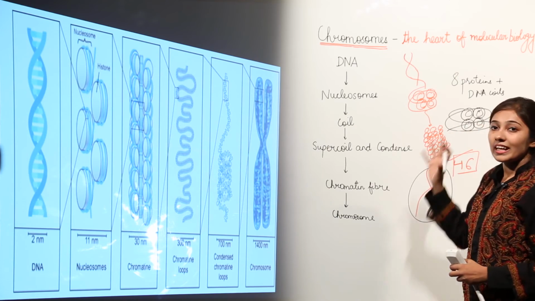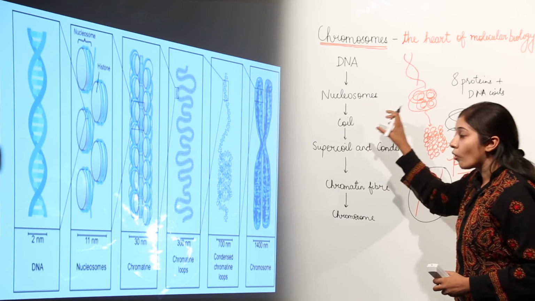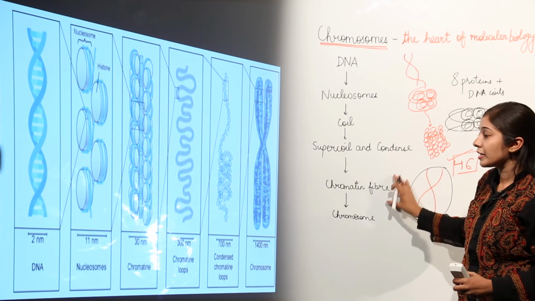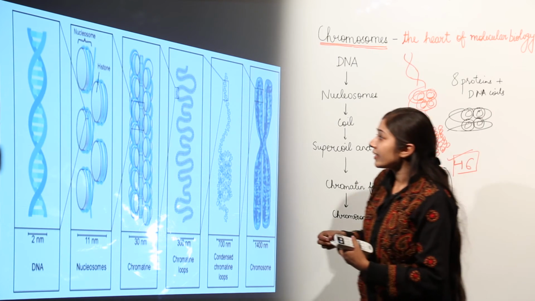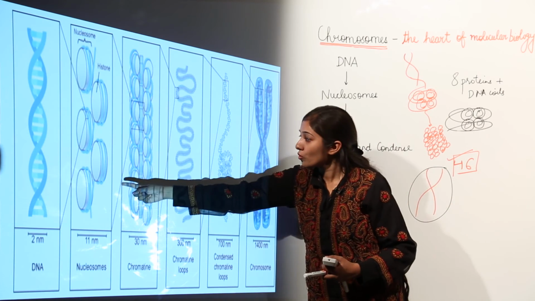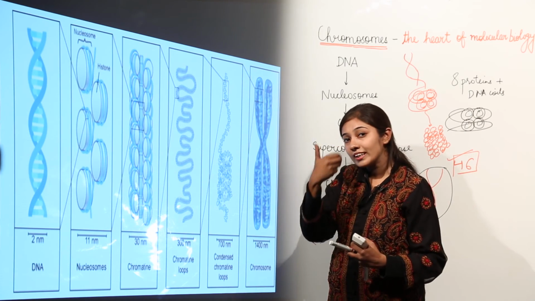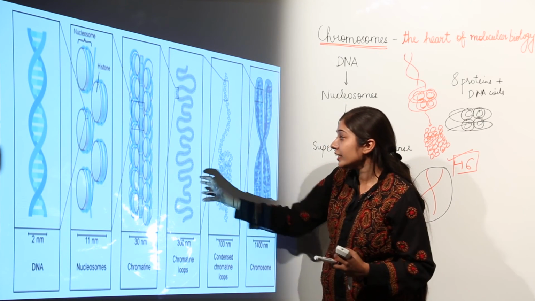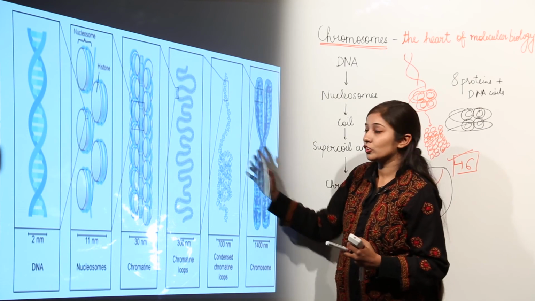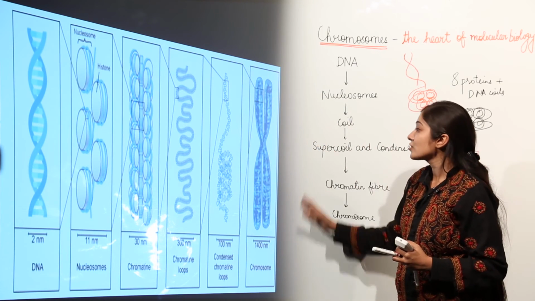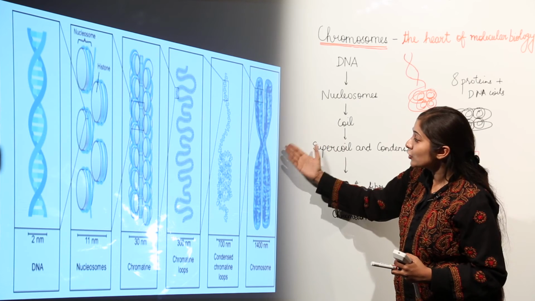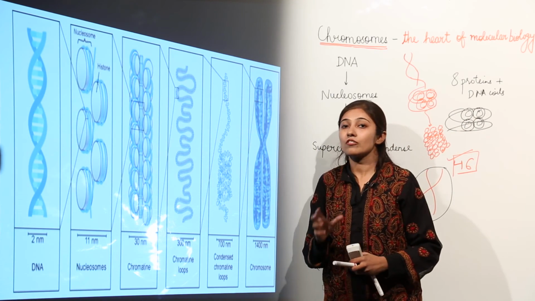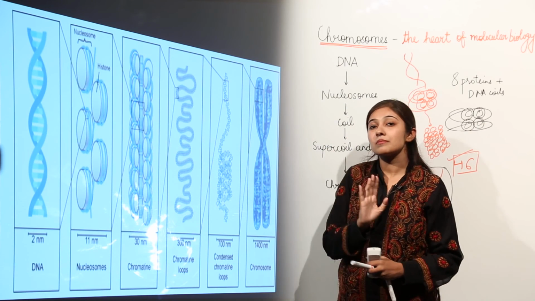Many nucleosomes like this arrange themselves, they coil, they supercoil and condense, and then they form a chromatin fiber. So you can see that I was talking about a single nucleosome, and then this nucleosome is coiling again and again to form a chromatin. This chromatin further condenses to form condensed chromatin, and then further it forms the chromosome. This is the actual chromosome structure which you see during the prophase stage of cell division. This structure is not visible in the interphase.